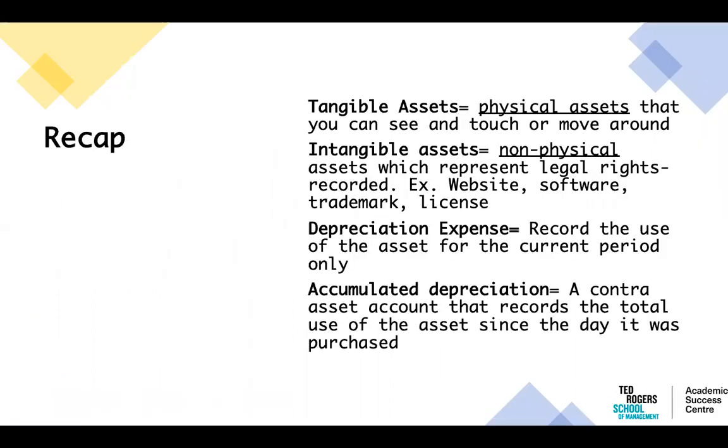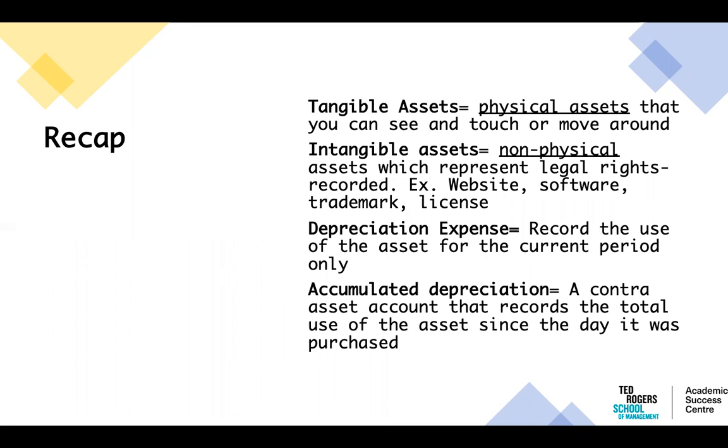A recap of some of the definitions. Tangible assets are physical assets that we can see and touch or move around. Intangible assets are non-physical assets, which represent legal rights recorded. For example, website, software, trademark, and license. The third thing is depreciation expense. This is basically when we record the use of asset for the current period only.